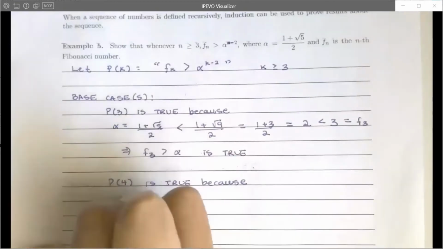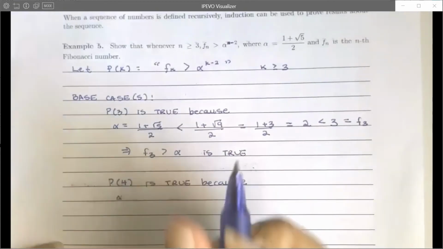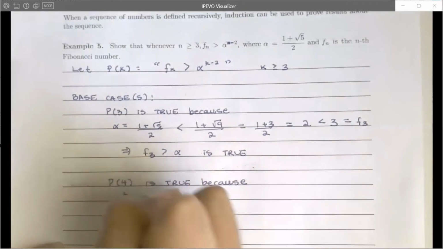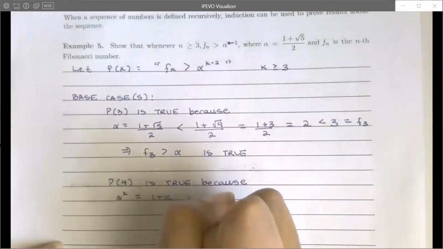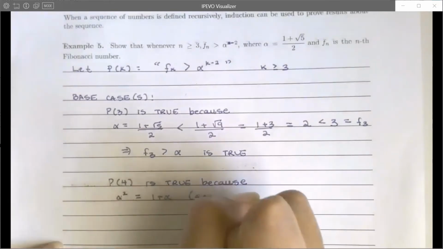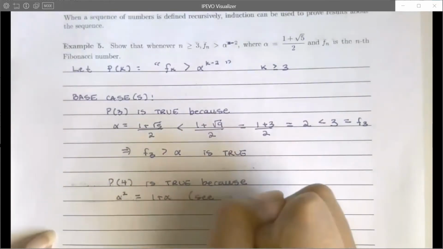Because alpha squared is equal to 1 plus alpha. Okay. So see side work.